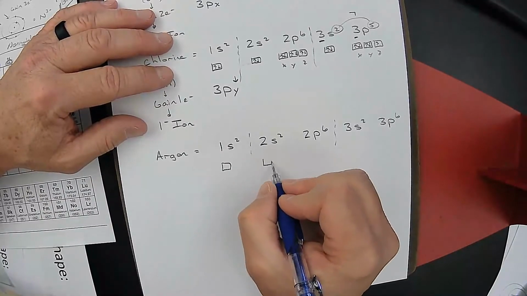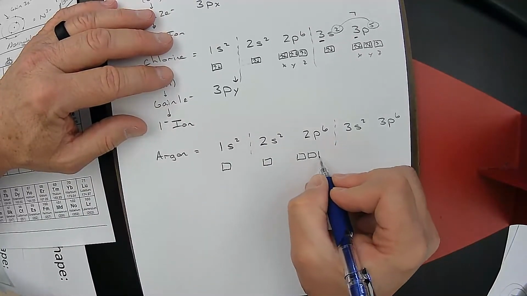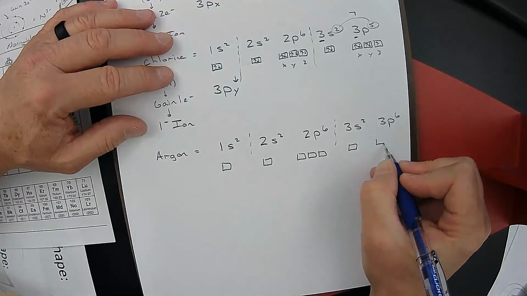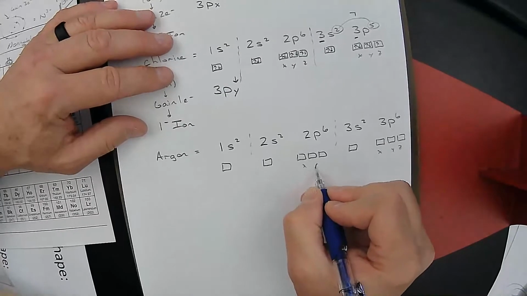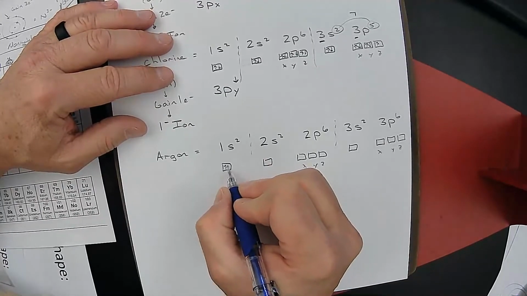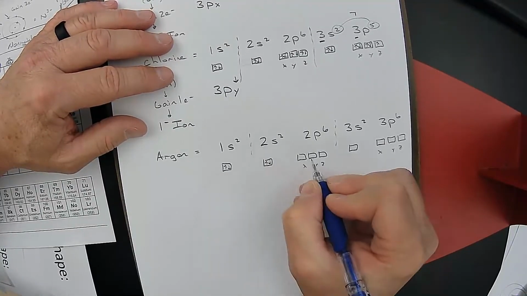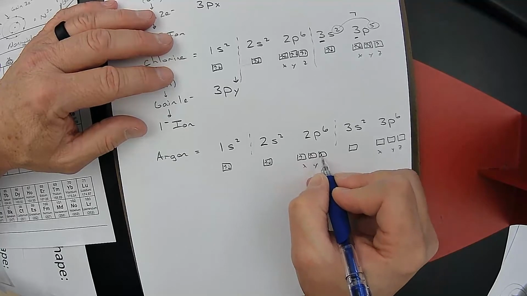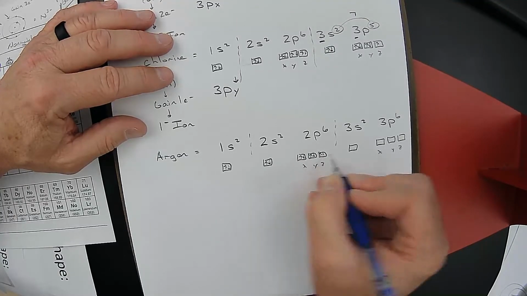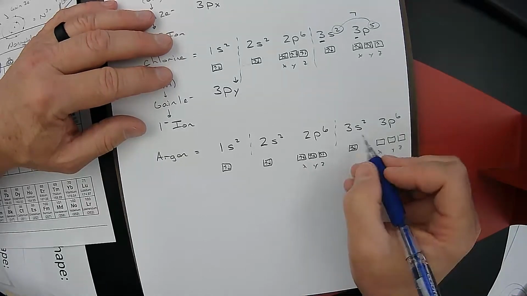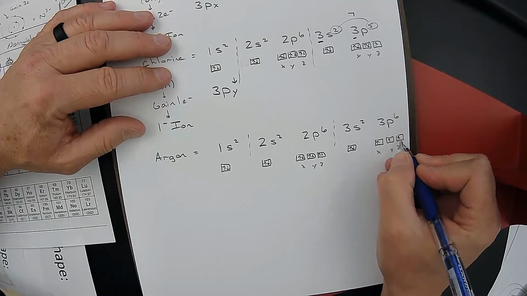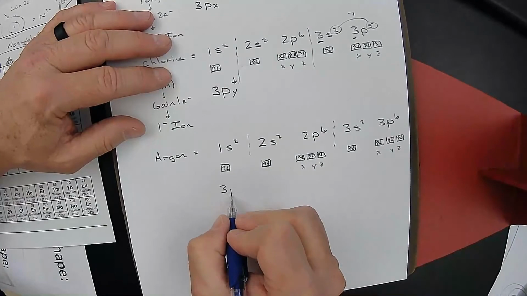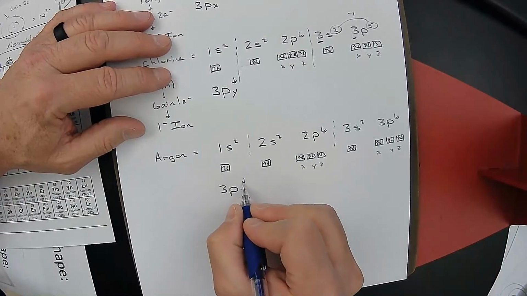One orbital for the s, 3 orbitals for the p, 1 orbital for the s, 3 orbitals for the p. So we have an up and a down for the s, an up and a down for the s, then an up, an up, an up, a down, a down, a down, an up and a down for the s, and then there's 6 in the p. The last electron is the 3pz down.